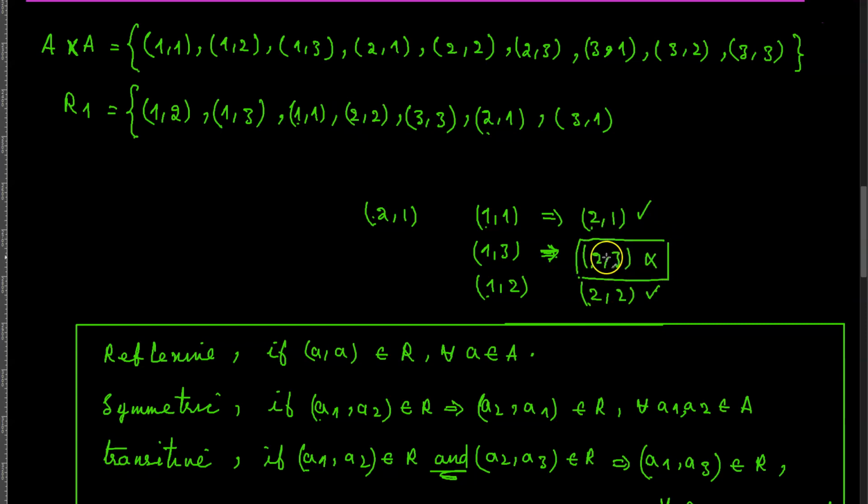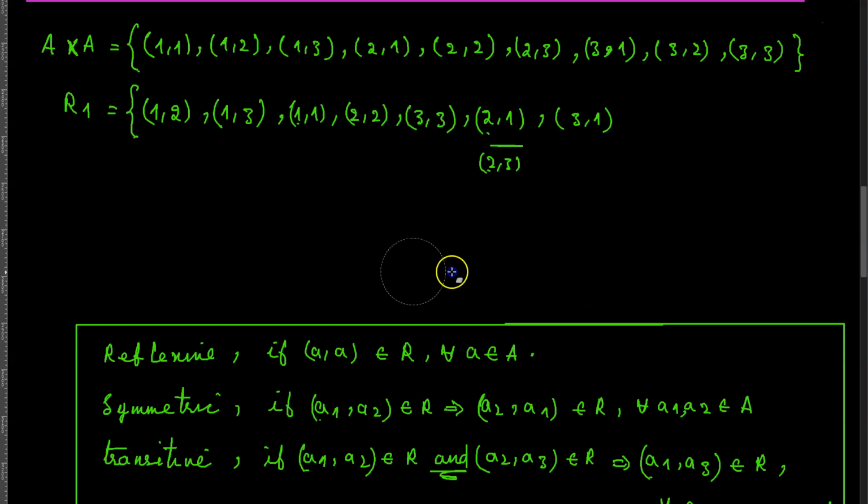2 comma 3 is missing, meaning that the relation as it is actually not transitive, because 2 comma 3 is not there, and therefore relative to this element, 2 comma 3 is missing, and so the relation becomes not transitive.